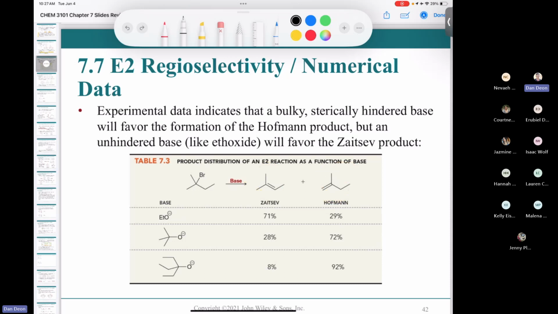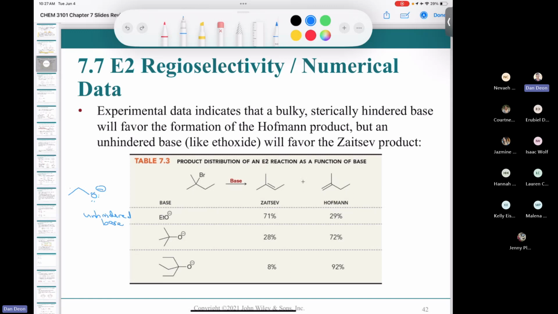When we use ethoxide as our base, we say that ethoxide is an unhindered base. Okay, even if you just draw the structure of ethoxide, you can see that this carbon is attached to one carbon, so it's not very big and bulky.